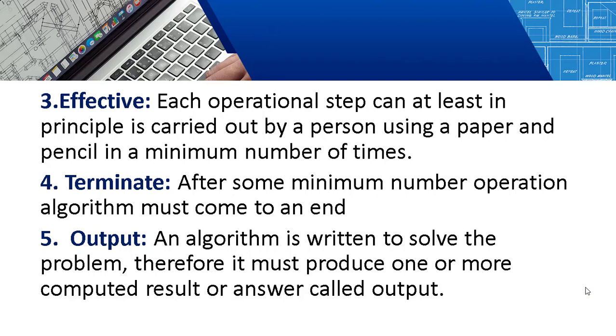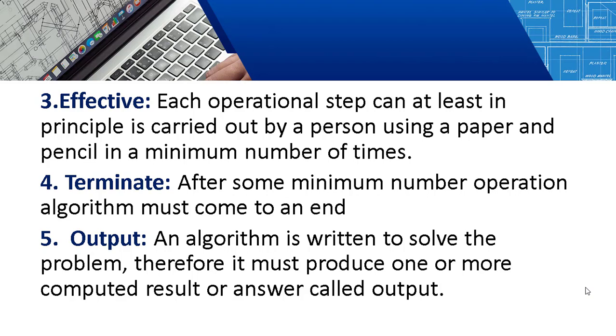The next feature of an algorithm is that the algorithm must be effective. The algorithm will be effective only if each step in that algorithm can be carried out by a person using a paper and pencil. He has to solve it manually with a minimum number of steps. Then that step is effective, and then the algorithm also becomes effective.